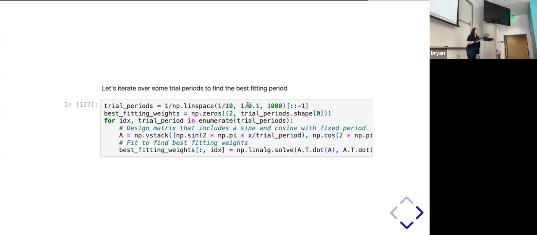Not strictly true, but it is an optimal one. And then I'm going to extract the best fitting weights at each of these periods. The weights are 2 across because I have 2 components, sine and cosine. Then all I'm doing is I'm creating my design matrix again, and you can see in here I'm putting in the trial period. Sorry, this has gotten cut off, but you know where I'm going with this. Then I just fit the best fitting weights with our linear algebra solve.